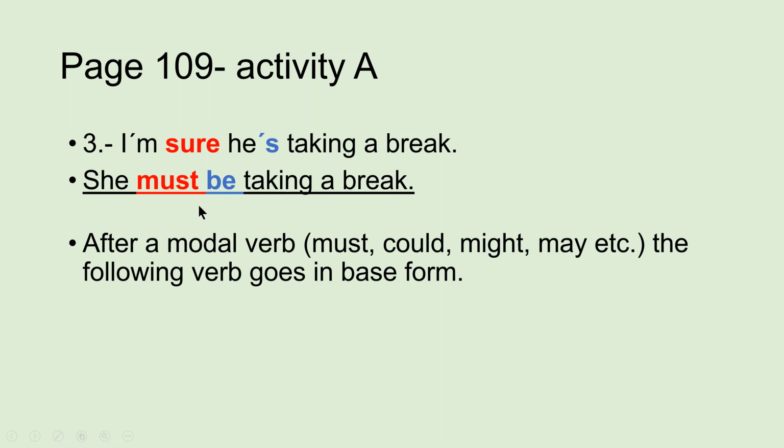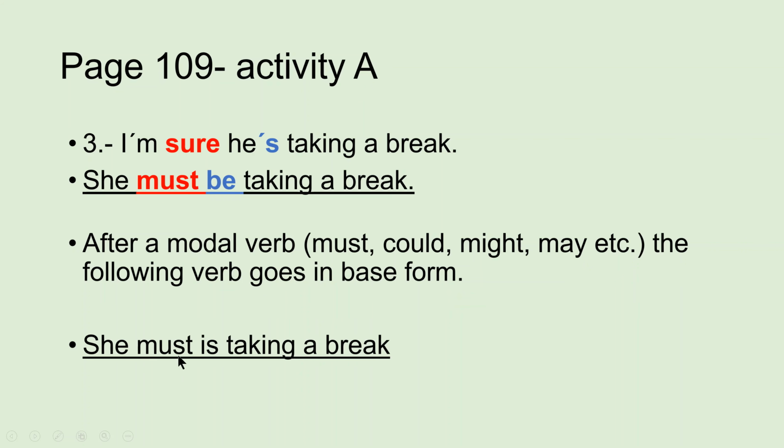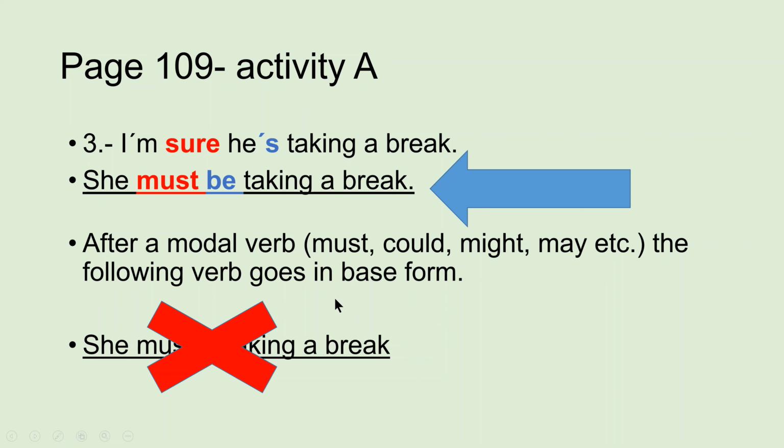Now, it is important to mention that after a modal verb like must, could, might, or may, the following verb goes in base form. So in this case, "she must is taking a break" is incorrect. The correct form is she must be. As you can see, be is the base form of is, are, am. Okay, just try to remember that.